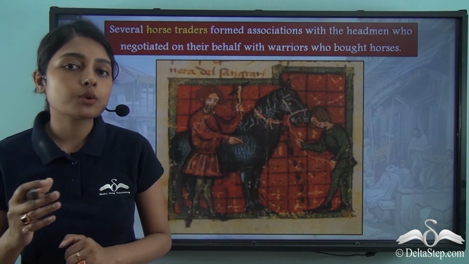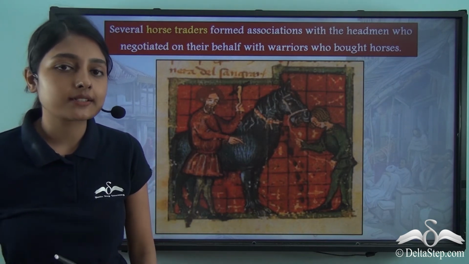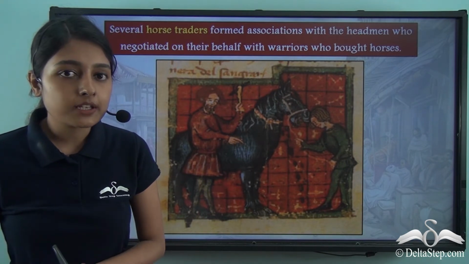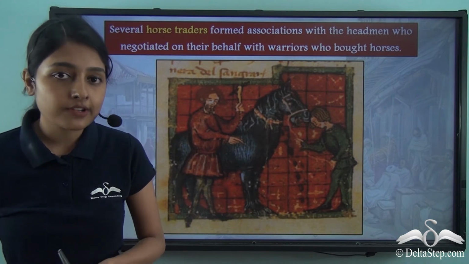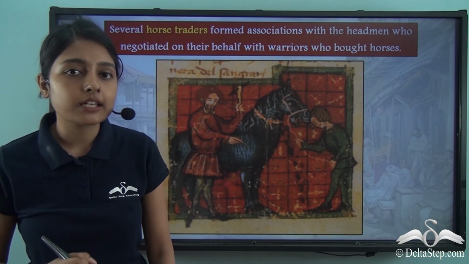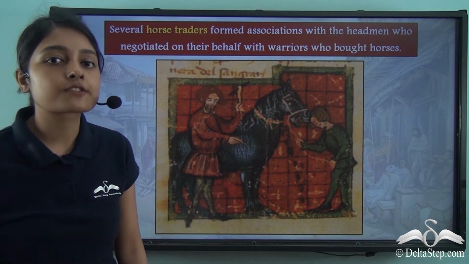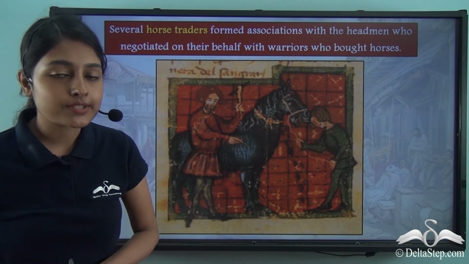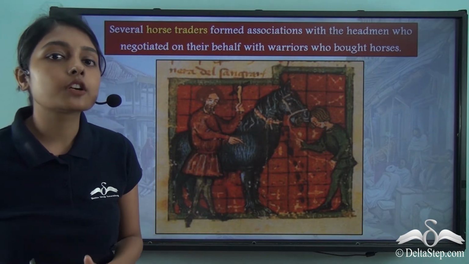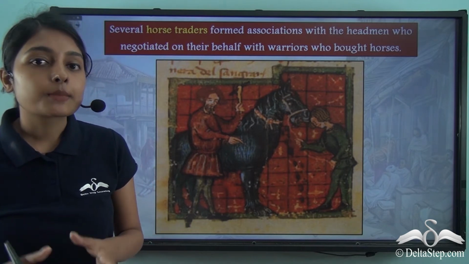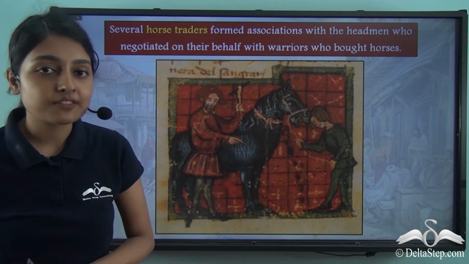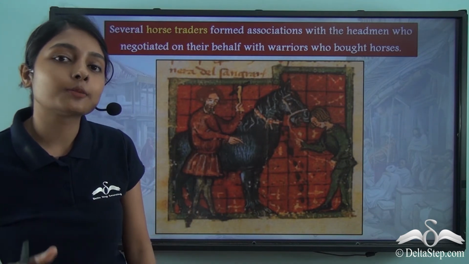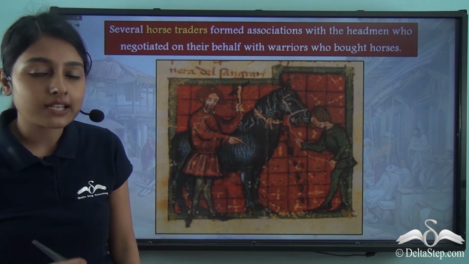Now two things that you have to keep in mind when you are trying to understand the history of medieval India are that during the medieval period proper transportation wasn't available. That is to say, people did not have buses, trains and aeroplanes to go from one place to another. For this reason, horses were used. And along with that, horses were also used by warriors, because horses were used in the battlefield.